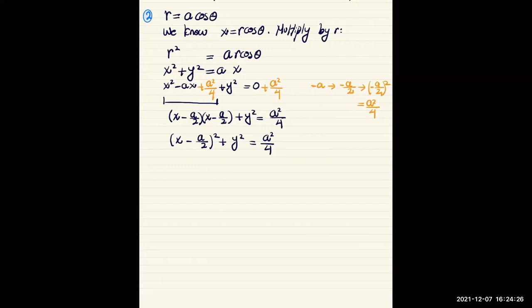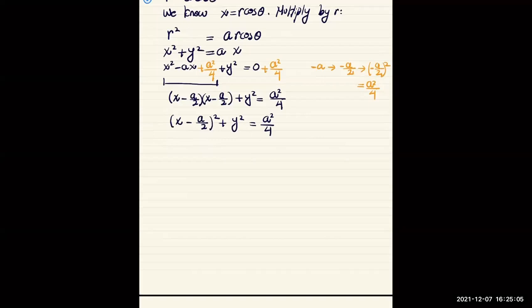So the Cartesian form of this thing is this equation. This equation transforms from polar to rectangular to this equation. This is a circle because of the squares. The center is a over 2, 0, because you have x minus a over 2. And this is the square of the radius, so the radius is a over 2 also.